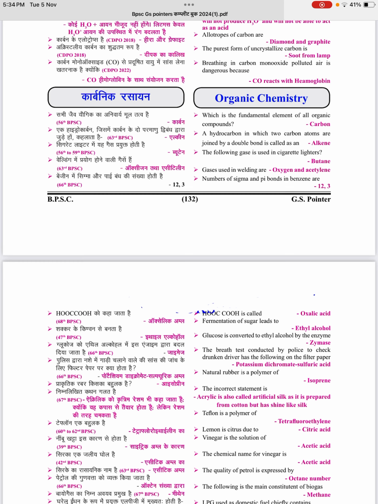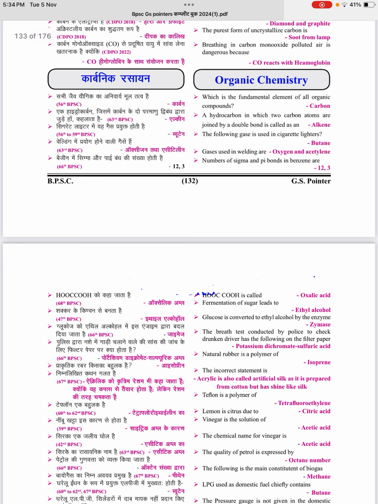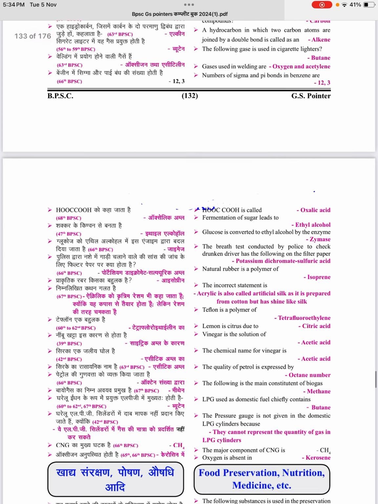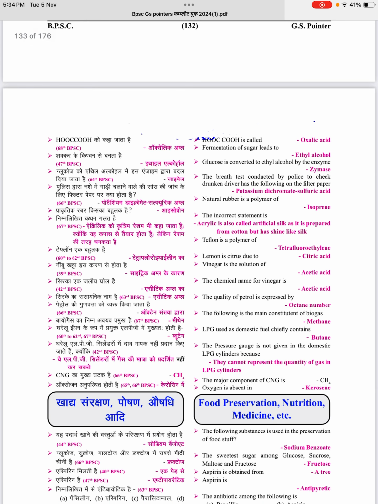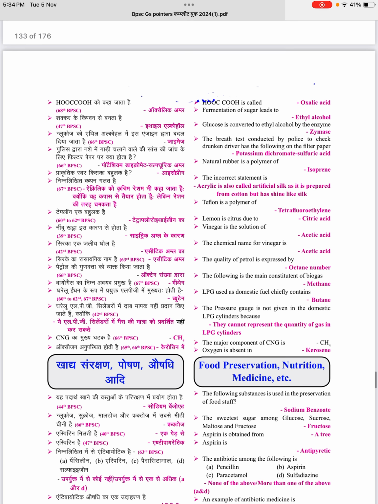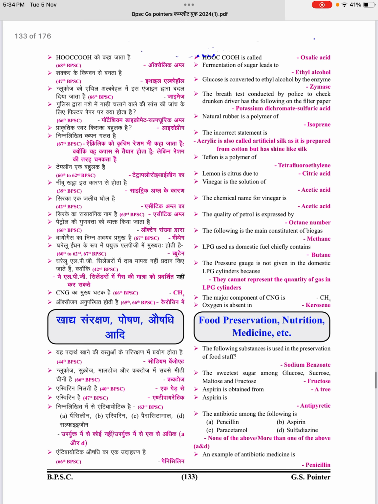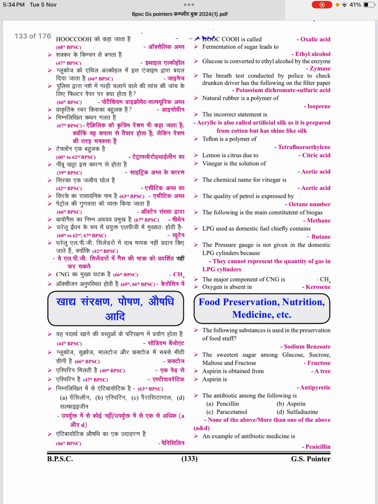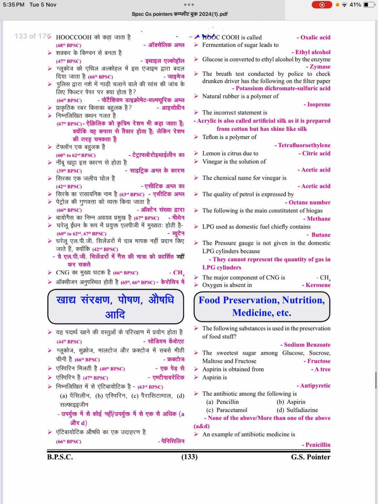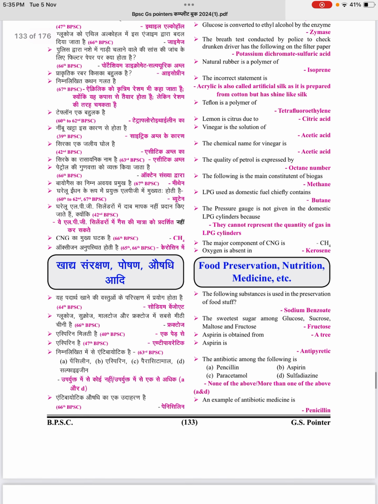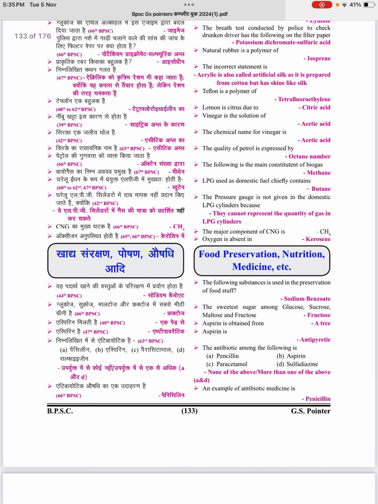Gases used in welding are oxygen and acetylene. The number of sigma and pi bonds in benzene are 12 and 3. HOOC-COOH is called oxalic acid. Fermentation of sugar leads to ethyl alcohol. Glucose is converted to ethyl alcohol by the enzyme zymase. The breath test conducted by police to check drunken drivers has the following on the filter paper: potassium dichromate, sulfuric acid.